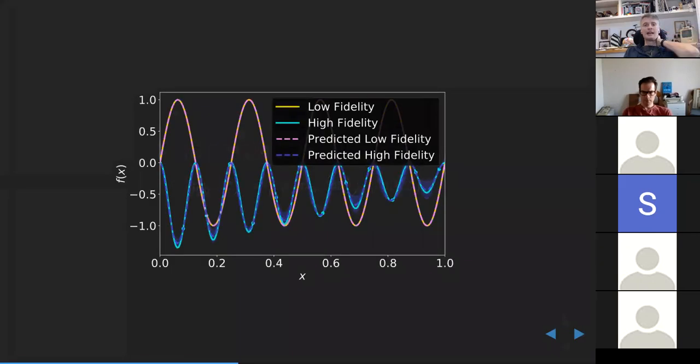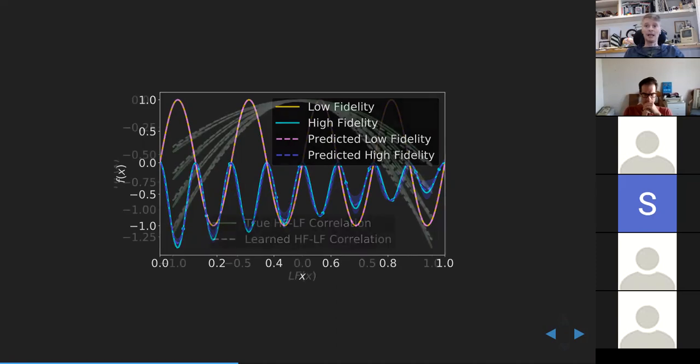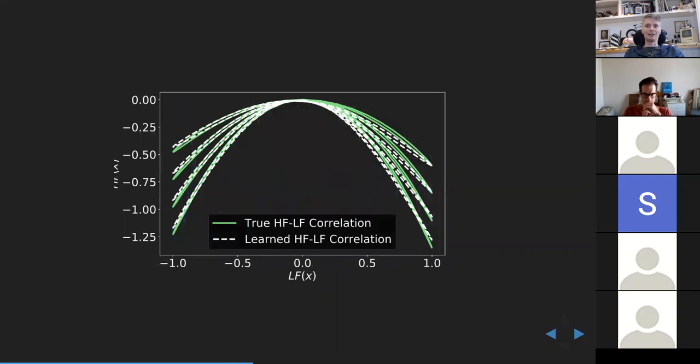Okay, and this is that example. This is where there's a nonlinear relationship between the low and high fidelity, and that's been learned in this case by the nonlinear multifidelity model, which is a lot more complex thing to do. So the linear multifidelity is simple, and the nonlinear is much harder. Right, and then here we have that it's learning the relationship.